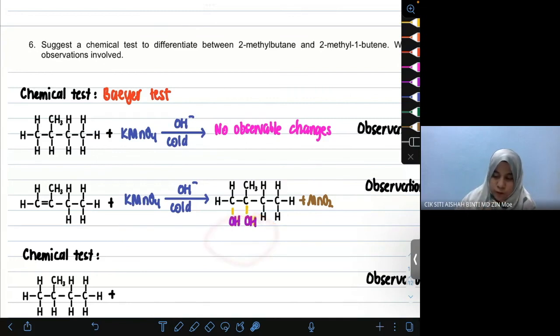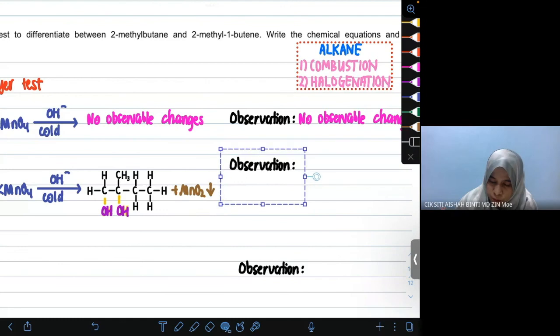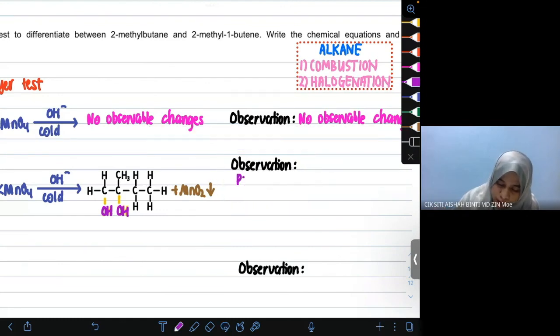Okay, so how about the observation? For this observation, what is the observation? MnO2 is actually a precipitate, so you have to write a downwards arrow. So for the observation, what should we write down? First, the purple solution decolorizes. You can also write that it turns colorless. Decolorize or turn colorless. The purple solution turns colorless.